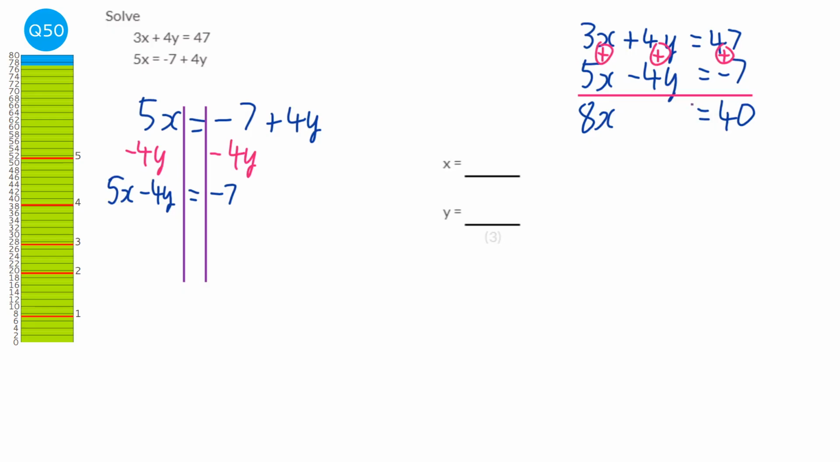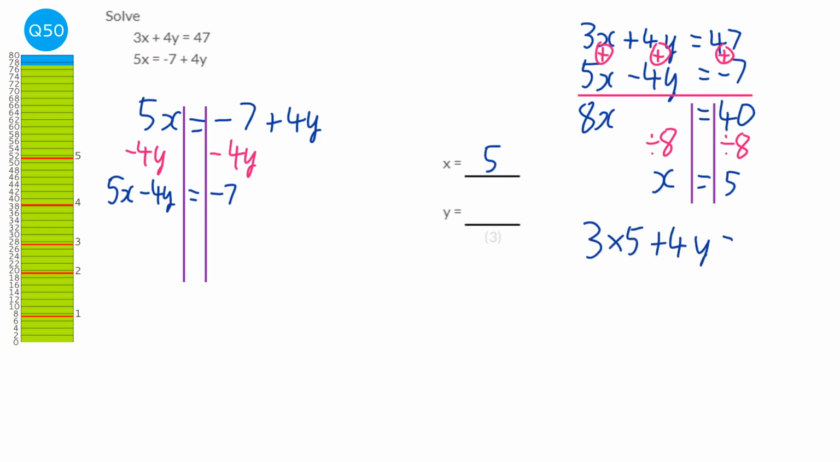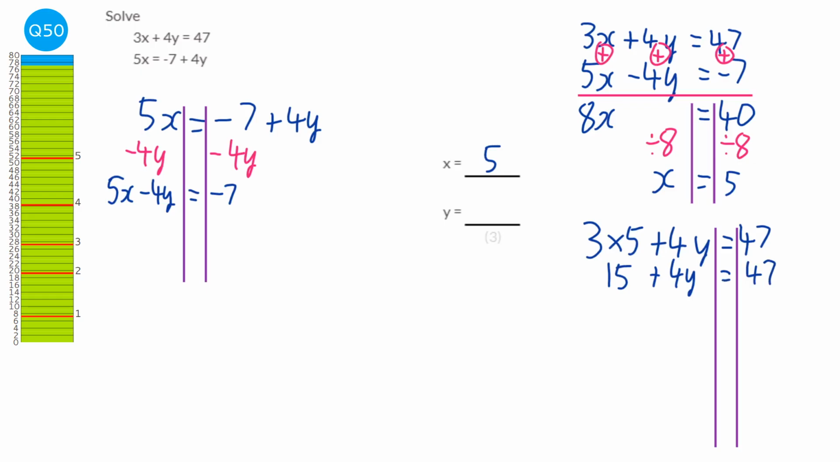Alright, let's put our solving lines in. And we're going to divide by 8 both sides. So we get x equals 5. And we're going to substitute that value into one of the equations. I'm going to pick this top one. So instead of 3x, we're doing 3 times 5 plus 4y equals 47. Get my solving lines in. So that will be 15 plus 4y equals 47.